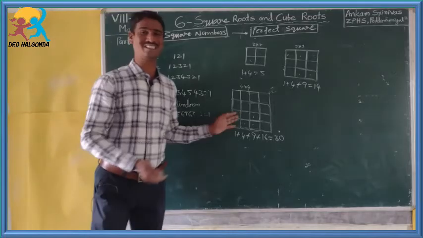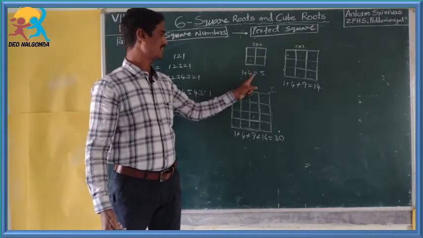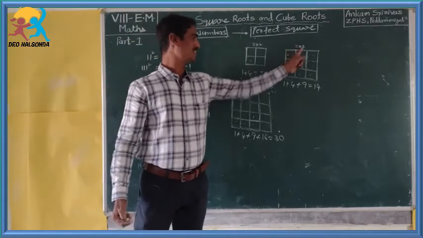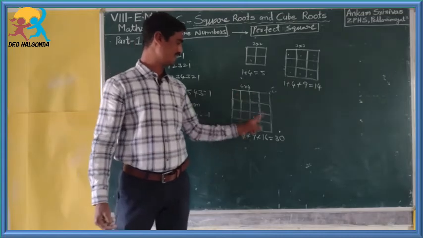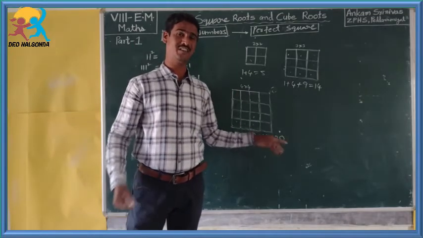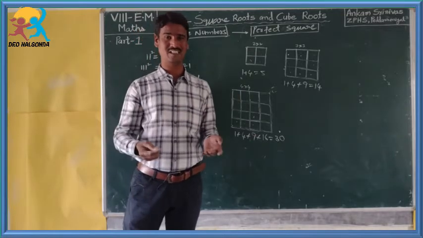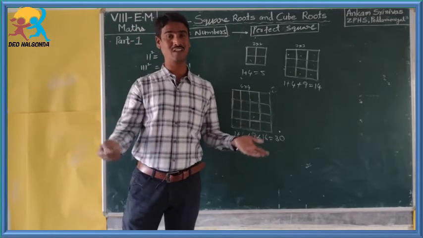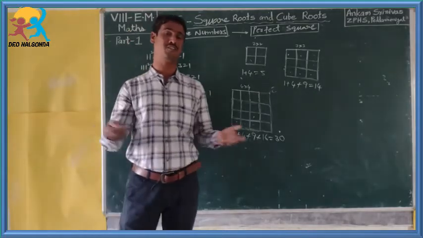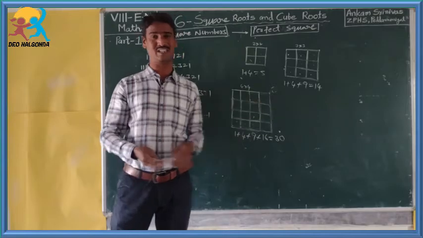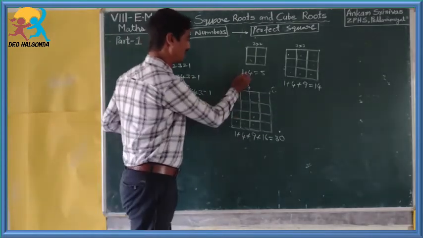So what do you observe in this? 2 into 2, 5. 3 into 3, 14. 4 into 4, we got 30. If I give 5 into 5, 6 into 6, 7 into 7, it will take a very long time, and you will get confused counting the number of squares in the given figure. So let's check the pattern here. Here 1 square.